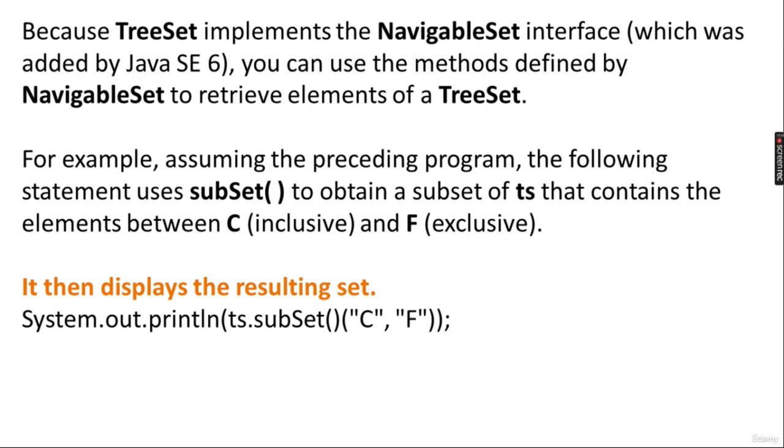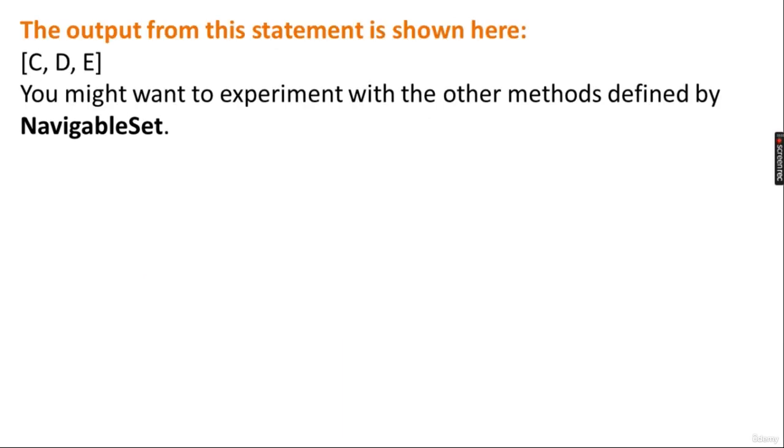Because TreeSet implements the NavigableSet interface, which was added by Java 6, you can use the methods defined by NavigableSet to retrieve the elements of the tree set. So all functions defined by the NavigableSet interface are available here. For example, assuming the preceding program, the following statement uses subSet to obtain the subset of ts that contains the elements between C and F. C is inclusive in that tree set and F is exclusive. Output is C, D and E.